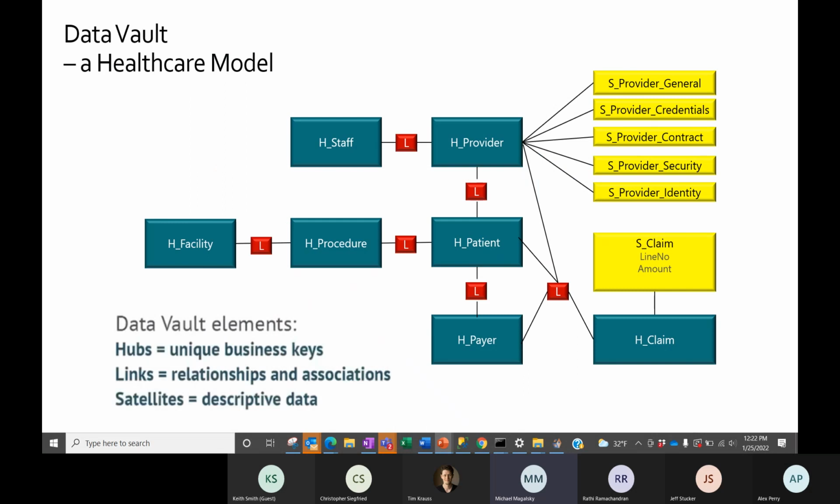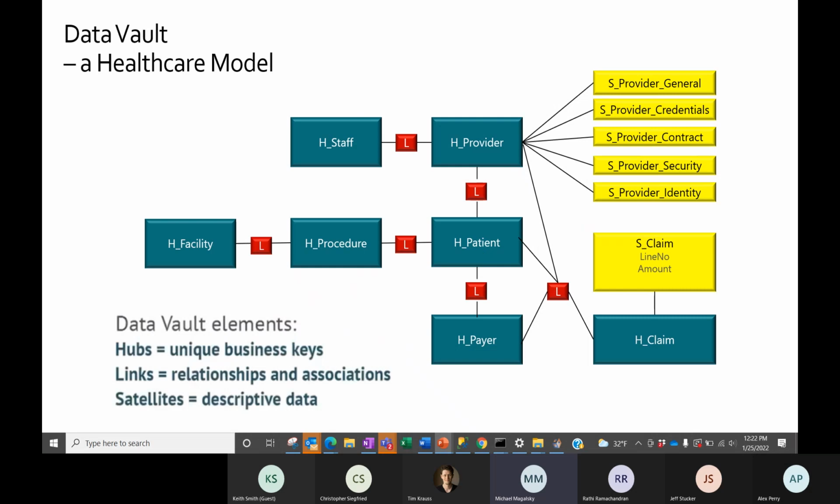Remember, a model is only part of the solution, but it's a significant part. So let's look at one. Let's talk about something that we all understand, the patient relationship in the healthcare industry. So in the middle of this model is the patient hub that identifies the instance of patient. So there'll be a row in that hub for every patient. So every person that might be interacting with the healthcare system, okay? And the hub has a list of unique business keys in it. So there's something called a business key that identifies uniquely that patient.